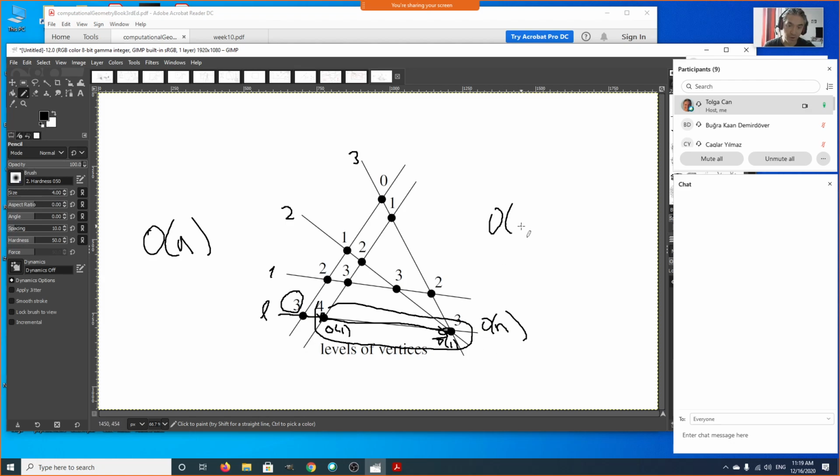So O(n) plus O(n): the first vertex took O(n) time, and all of the remaining vertices in total take O(n) time, which gives me O(n) time complexity for a single line.